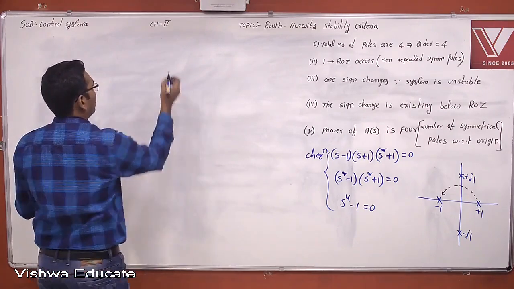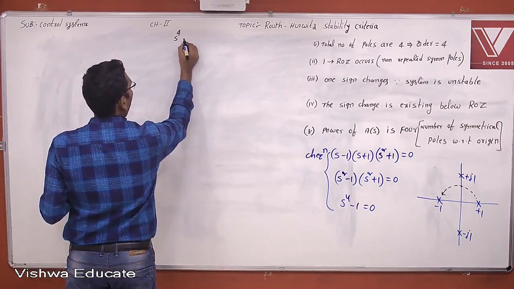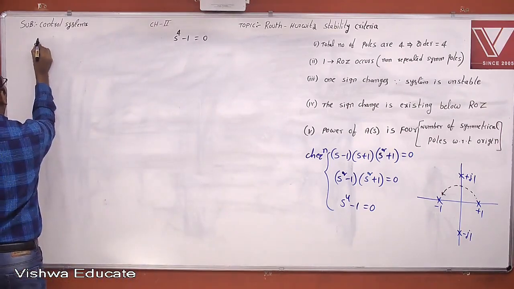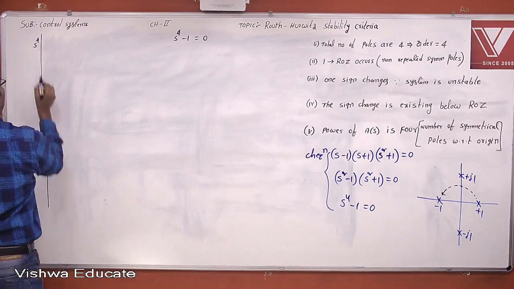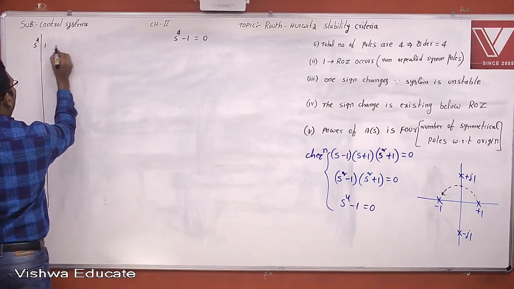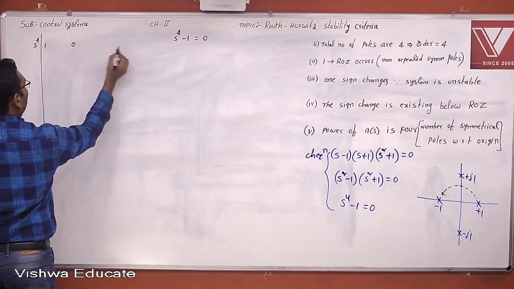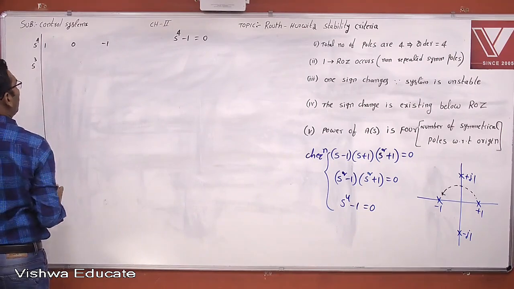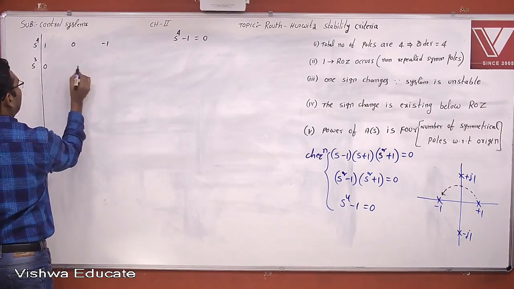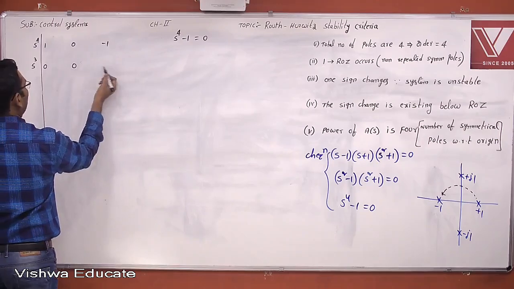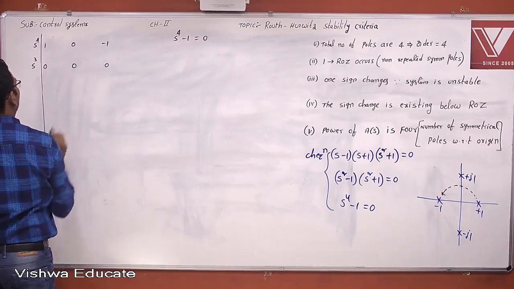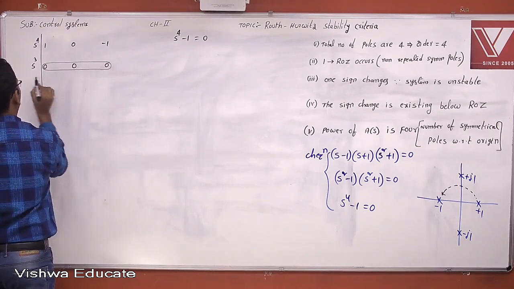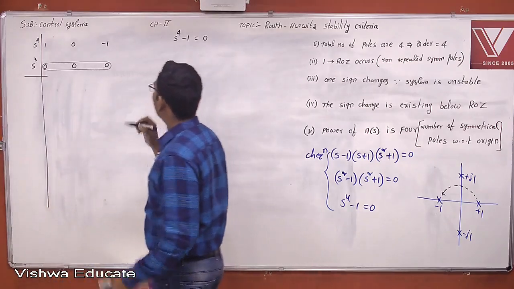What is the characteristic equation now? The characteristic equation is s power 4 minus 1 equal to 0. This is s power 4, which is an even power. Write the even power coefficients: 1. Now s squared is 0. Now this is minus 1. Next, s cubed is an odd power, 0. Now again s is 0. Students, you just see here, one complete row becomes 0, right?